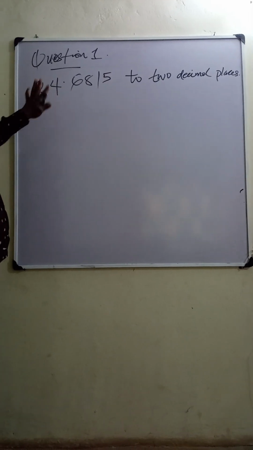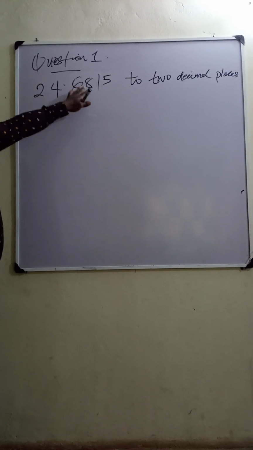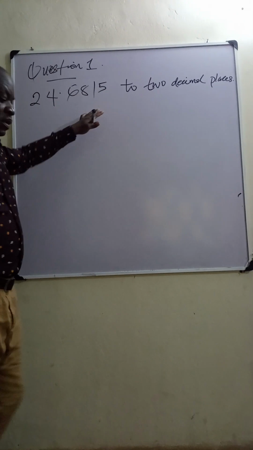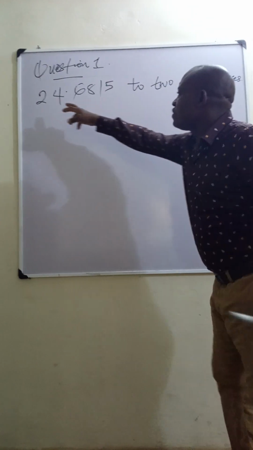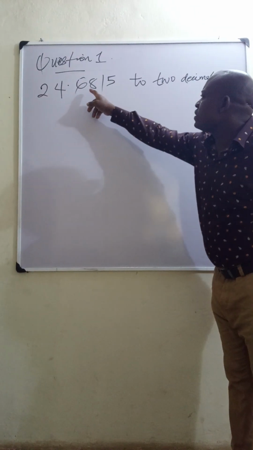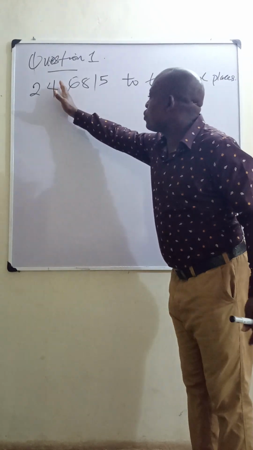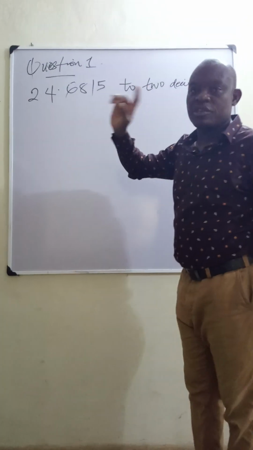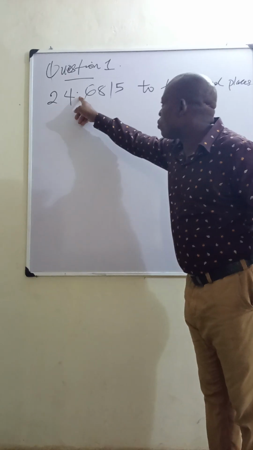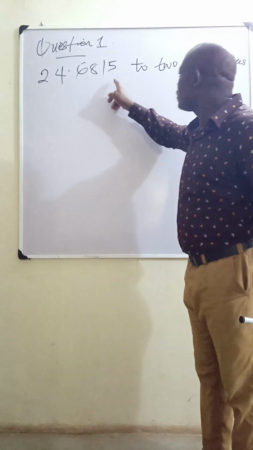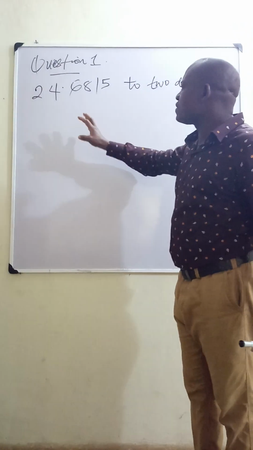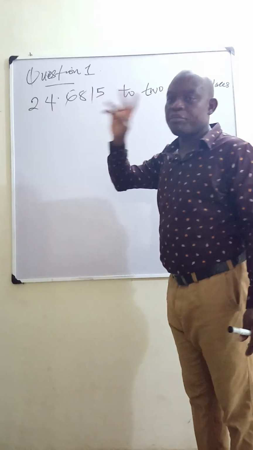So for us to solve this question, write this number, 24.6815, to 2 decimal places. Please note, once there is a point, the other digits are pronounced individually: 24.6815. To 2 decimal places means let the decimal places of the number be 2.